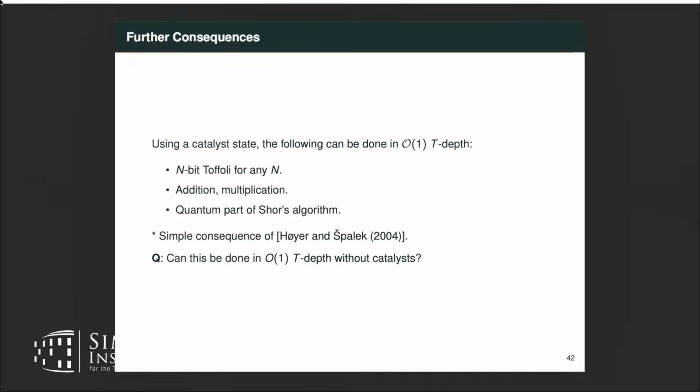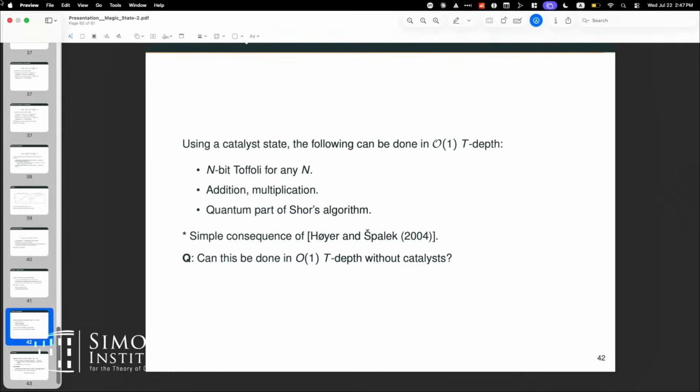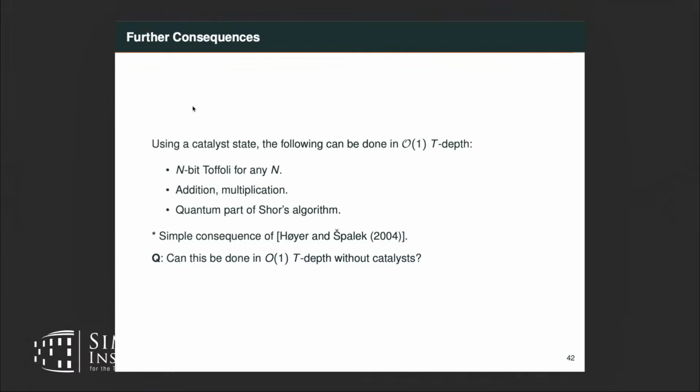In fact, I don't want to spend too much time on this, but there's an old result by Hoyer and Spalek which implies that if you can do rotation in constant T depth, then all these operations, like Toffoli on n bits for arbitrary n, or addition, multiplication, quantum partial Shor's algorithm, can all be realized in constant T depth. In particular, if you have a catalyst state, it implies already that all these things can be done in constant T depth. And in my mind, a very interesting question is, can you do this in constant T depth without any catalyst? This remains open, and it's not clear at all whether that is possible or not.